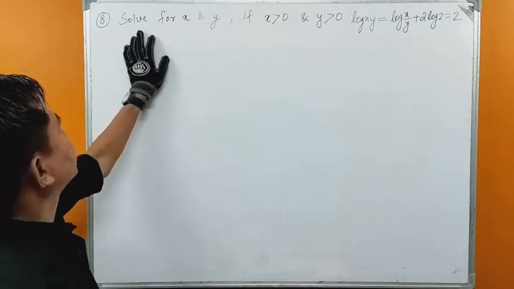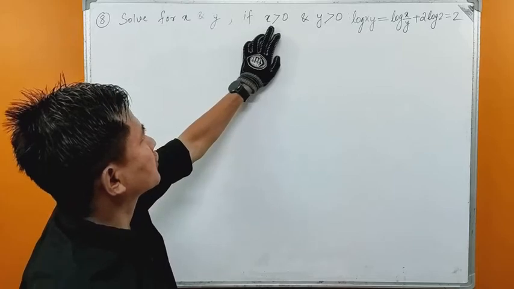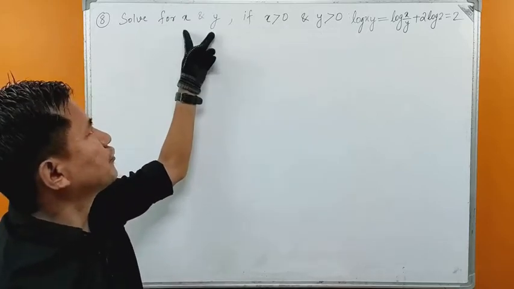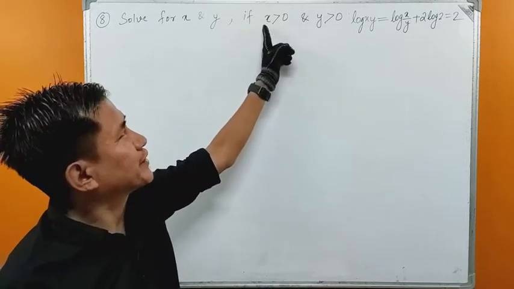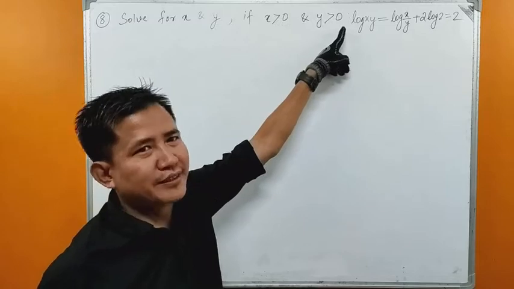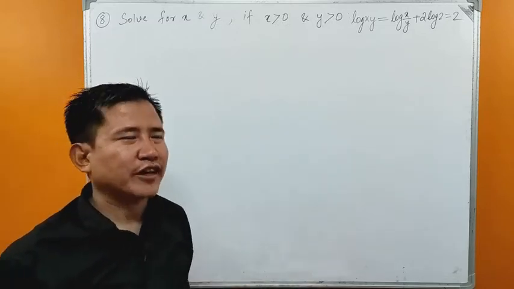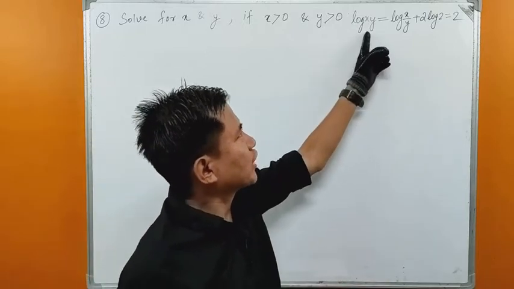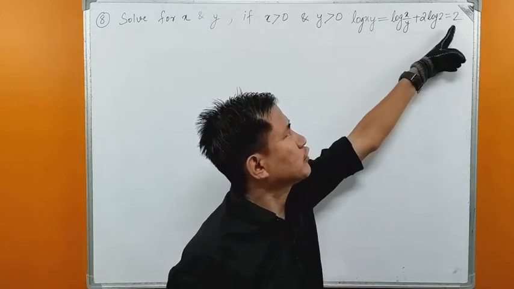Question number 8. Solve for x and y if x is greater than 0 and y is greater than 0. So we are asked to find the values of x and y, and the condition is x should be greater than 0 and y should also be greater than 0. And the condition is log xy equals log x upon y plus 2 log 2 equals 2.